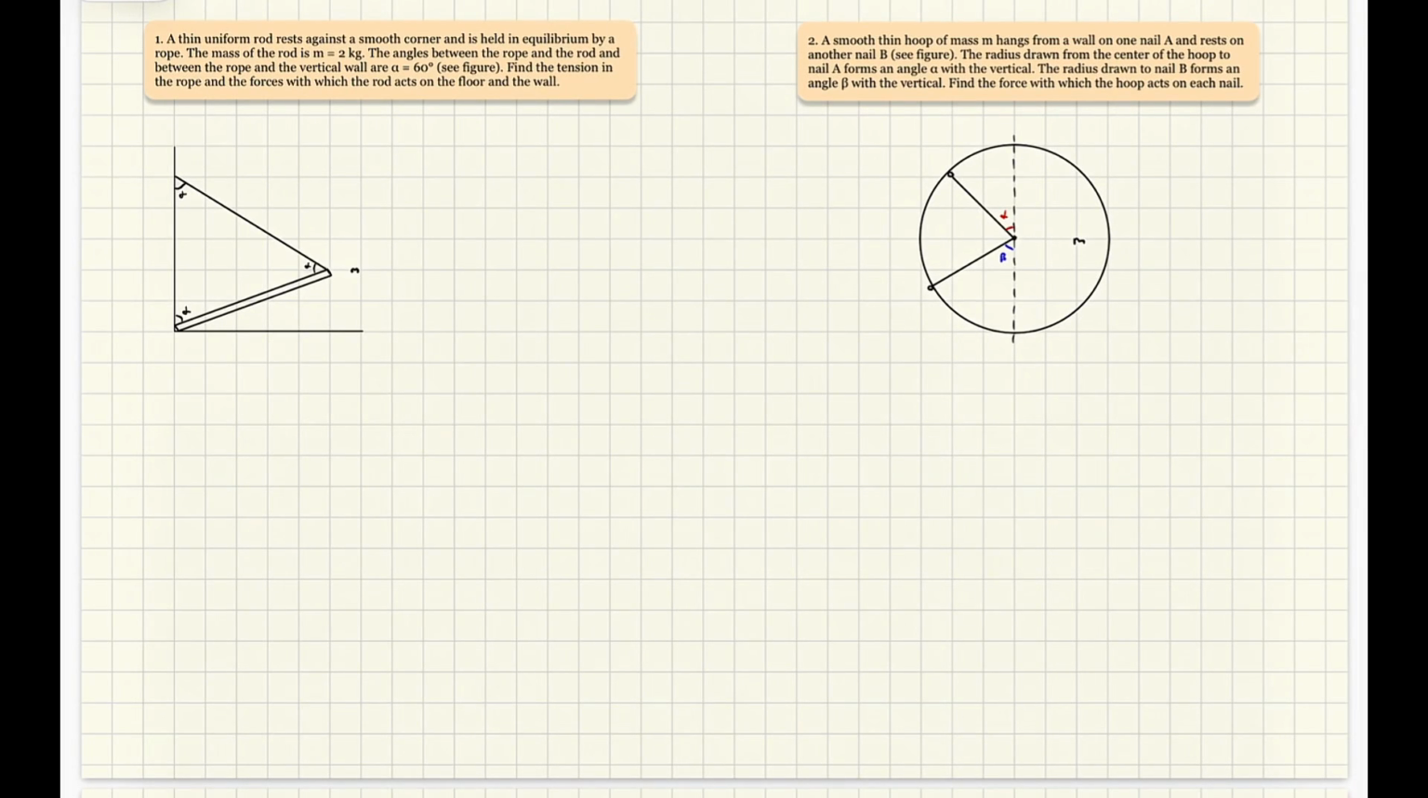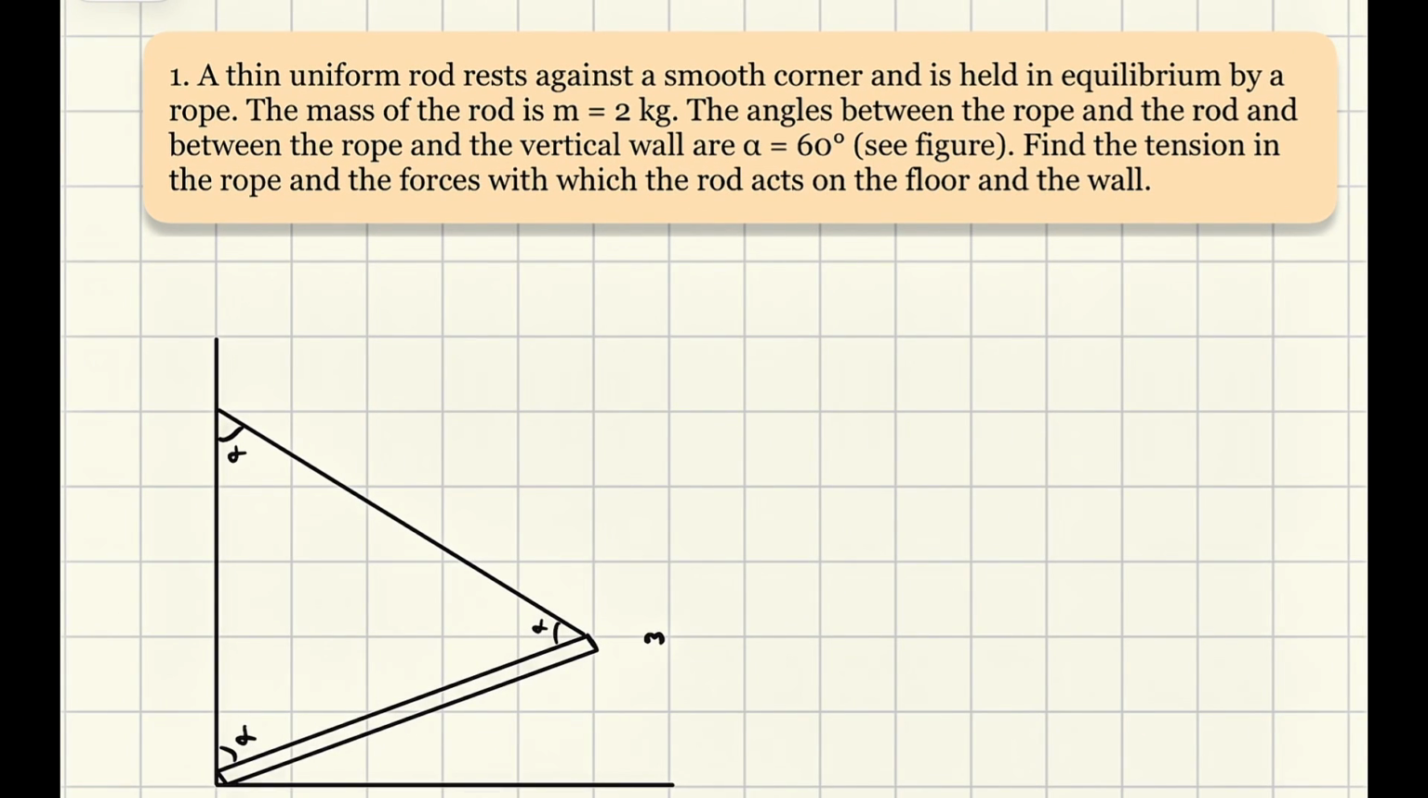Good day, friends. Right now, let's try to solve 3 problems on torque in stationary state. So the first problem goes like this. A thin uniform rod rests against a smooth corner and it is held in equilibrium by a rope. The mass of the rod is 2 kilograms. The angle between the rope and the rod and between the rope and the vertical wall are alpha, 60 degrees. Find the tension in the rope and the forces with which the rod acts on the floor and the wall.